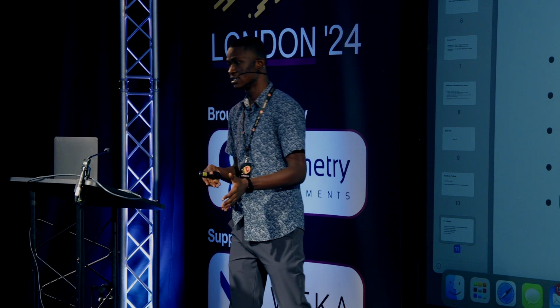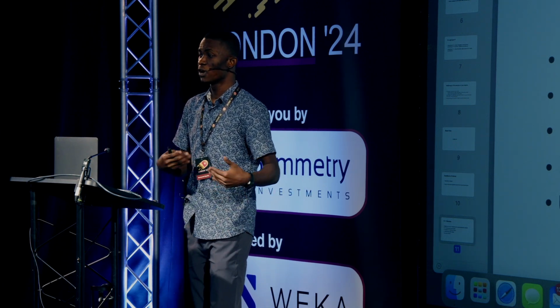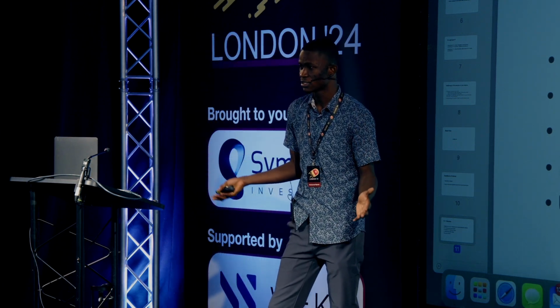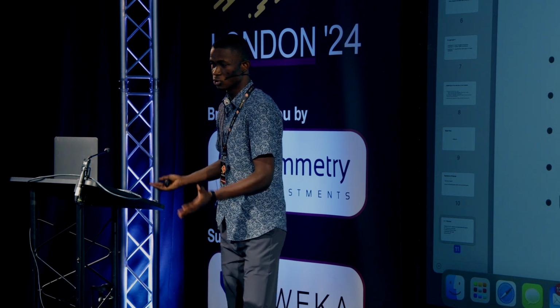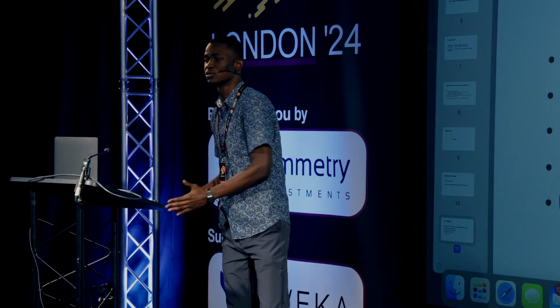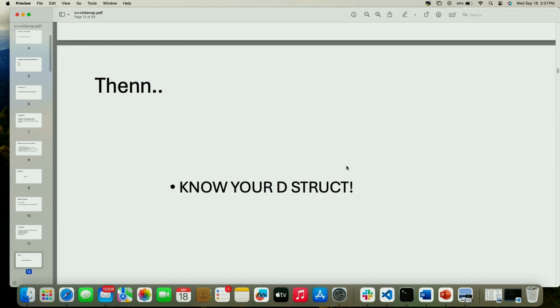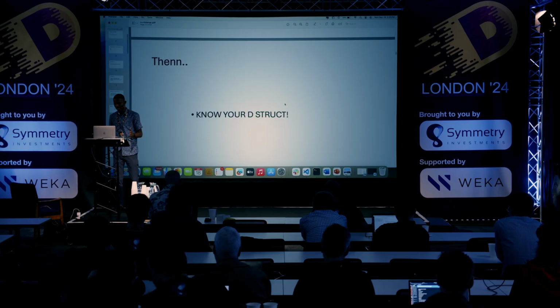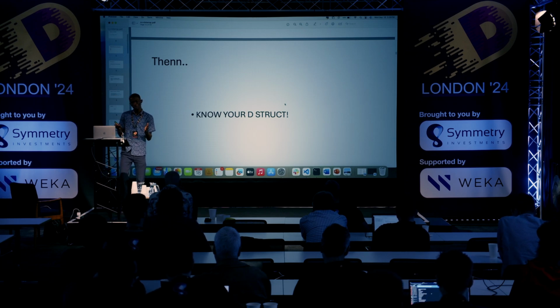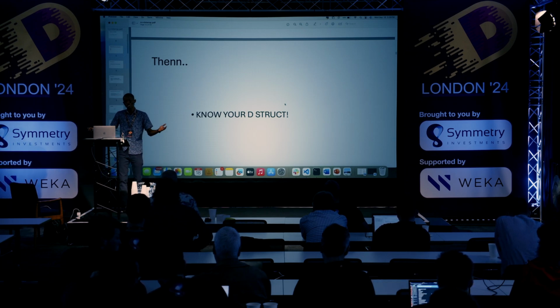As I said, think D. Since in D you want value types, use your struct and try to do your communication with your C++ class, and it's going to work very fine. So then you should know your D struct. When you're working with structs, I know D structs and D classes have some differences. The difference is maybe wide, maybe not wide.